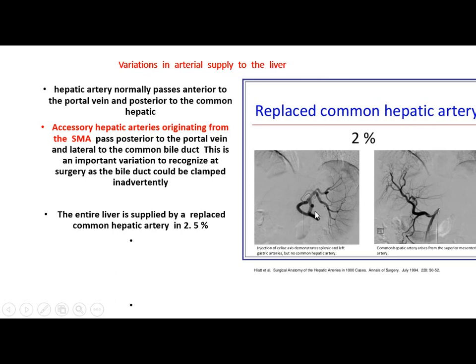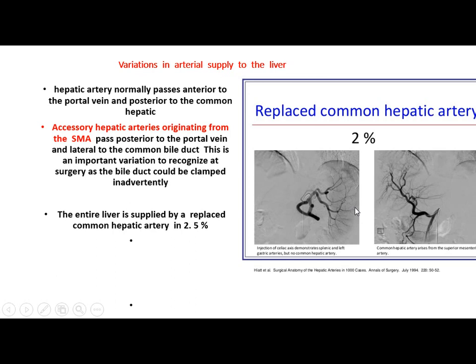When we do angiography of the celiac trunk, we will see the splenic artery and the left gastric artery, but we didn't see any hepatic artery. But when we did angiography of the superior mesenteric artery, here is the replaced common hepatic artery. It's present in about 2% of people.